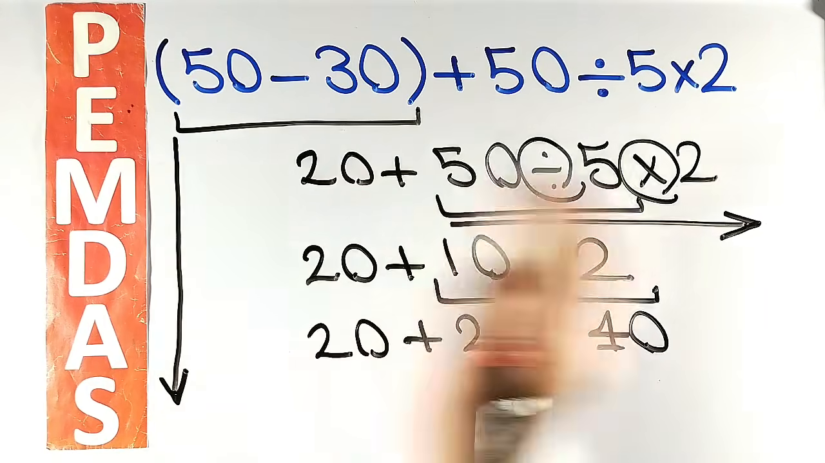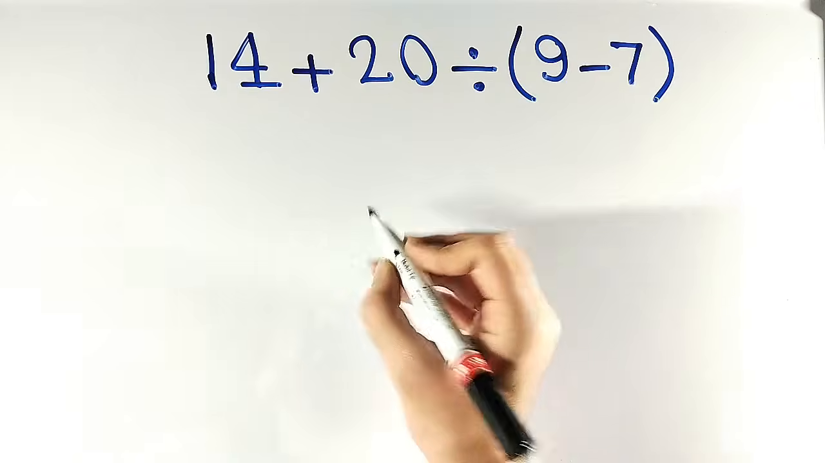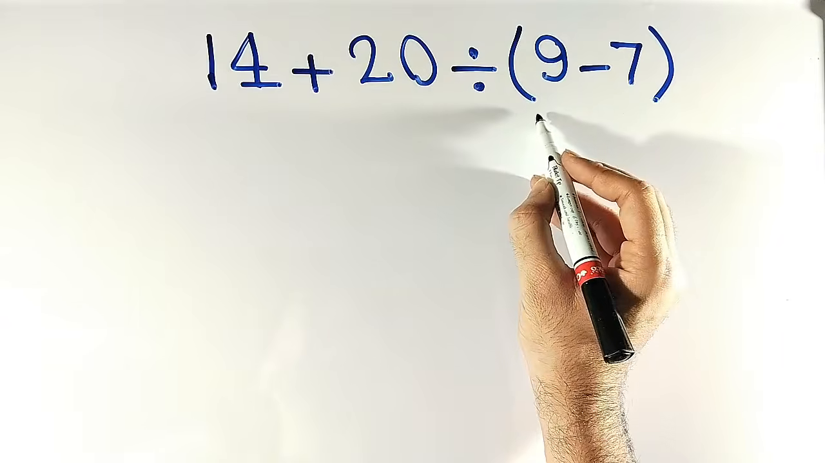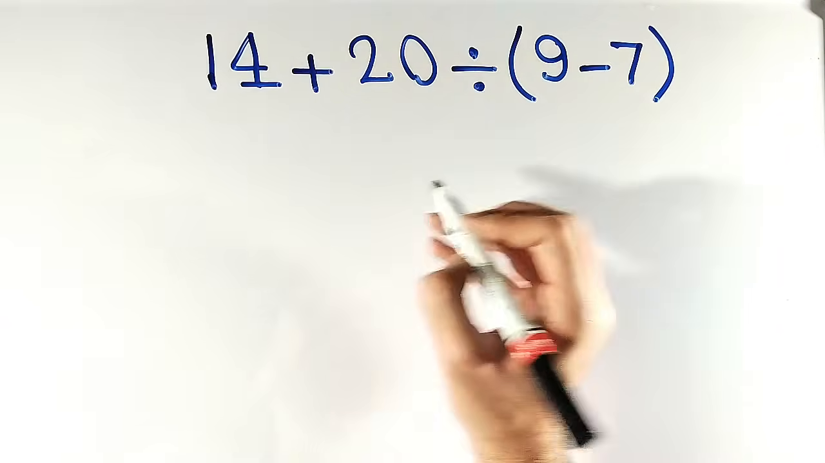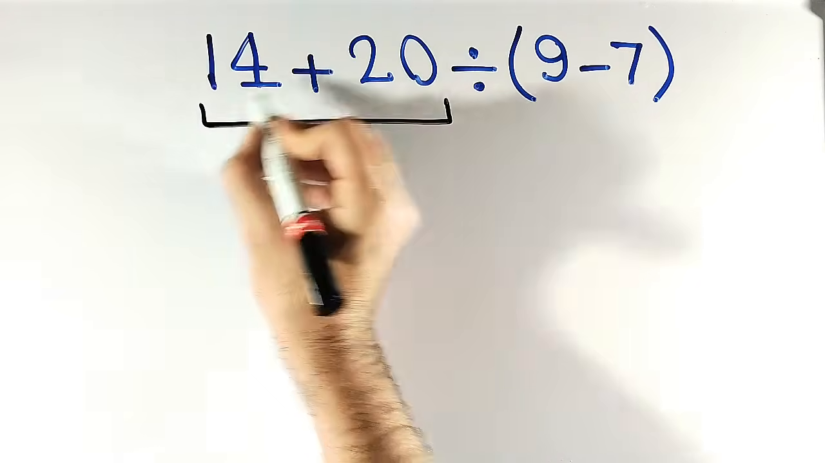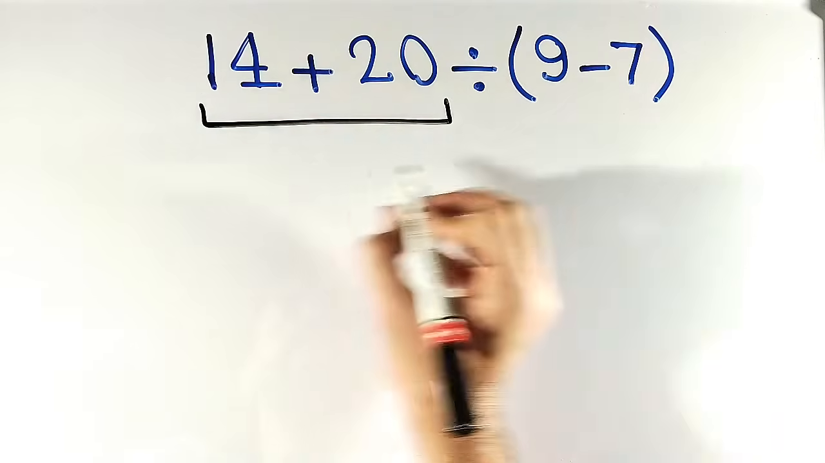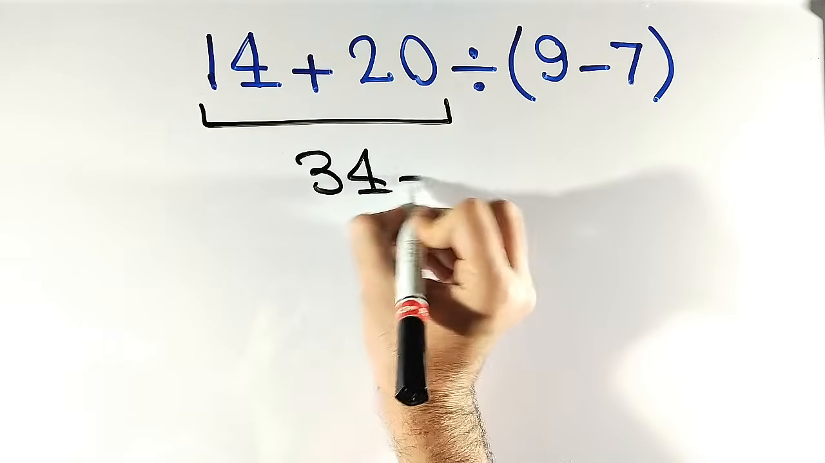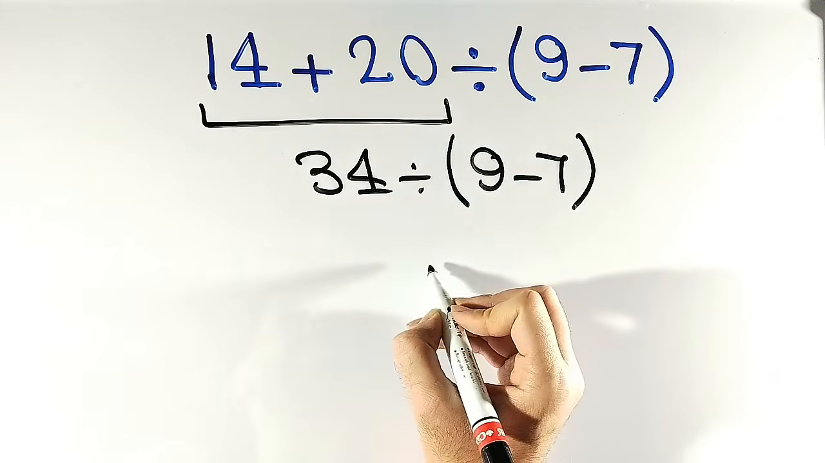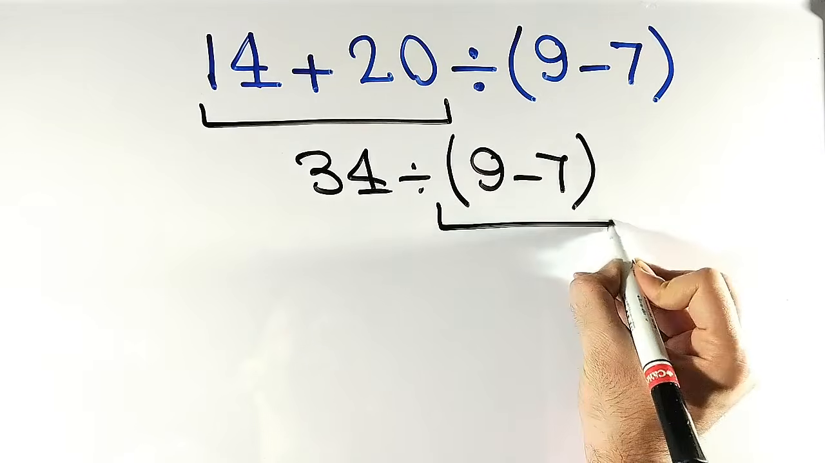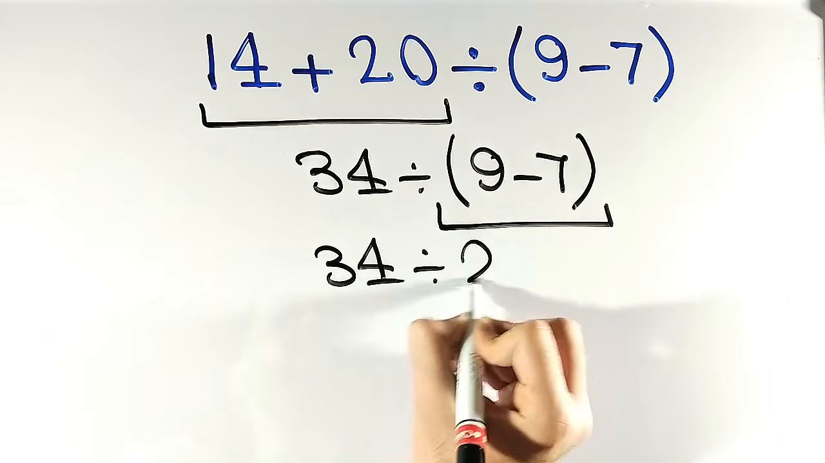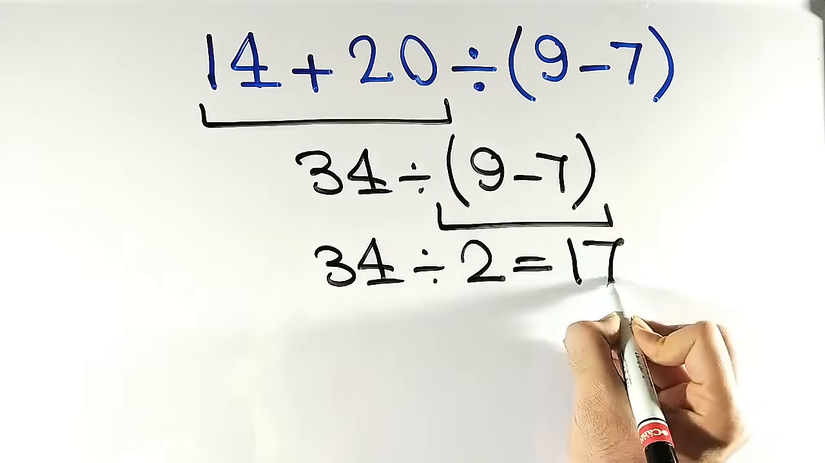Okay, now let's solve the final math question together. What is the value of the expression 14 plus 20 divided by open parentheses 9 minus 7 close parentheses? Many people when solving this question first go for the addition between 14 and 20, and instead of this expression, they write 34 divided by open parentheses 9 minus 7 close parentheses. And the next step, they go to the expression inside the parentheses and write this expression as 34 divided by 2, which finally gives them the answer 17.